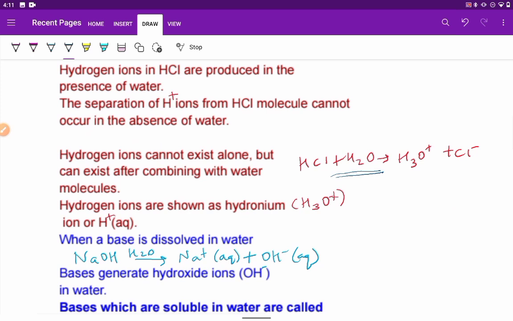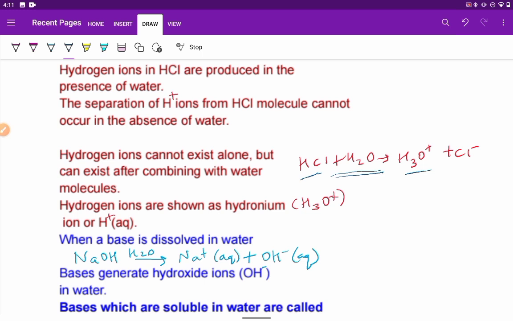Hydrogen ions are shown as hydronium ion H3O plus, as we can see here, or we write it as H plus aqueous, means it is associated with a water molecule. So when HCl is added to water, we get H3O plus and Cl minus. Actually HCl will ionize to give H plus and Cl minus. This H plus combines with the water molecule to produce H3O plus, hydronium ion.